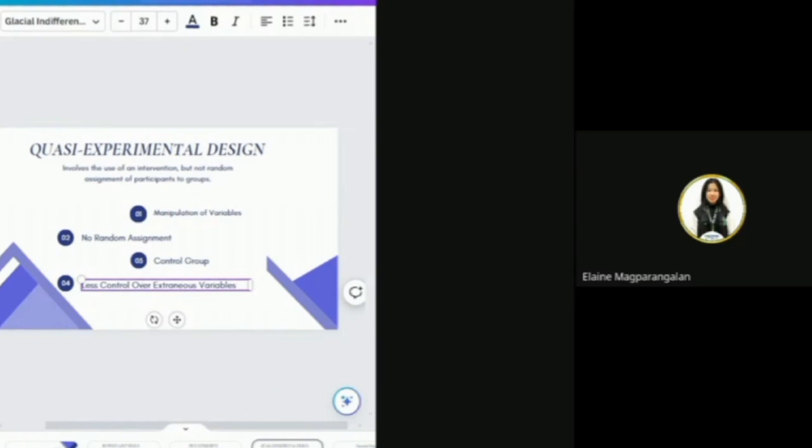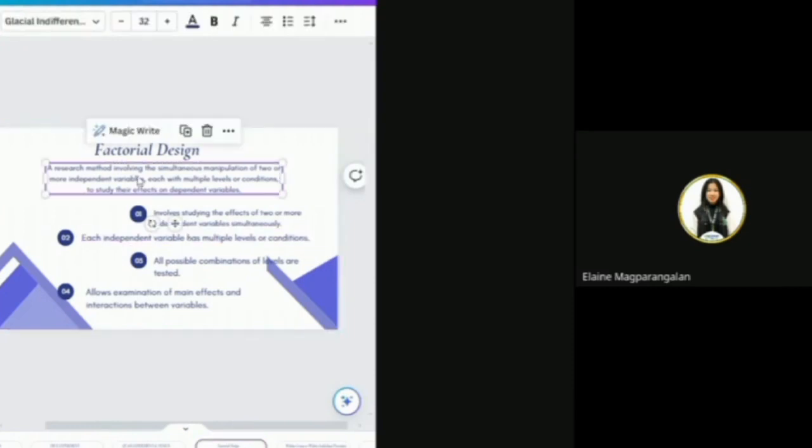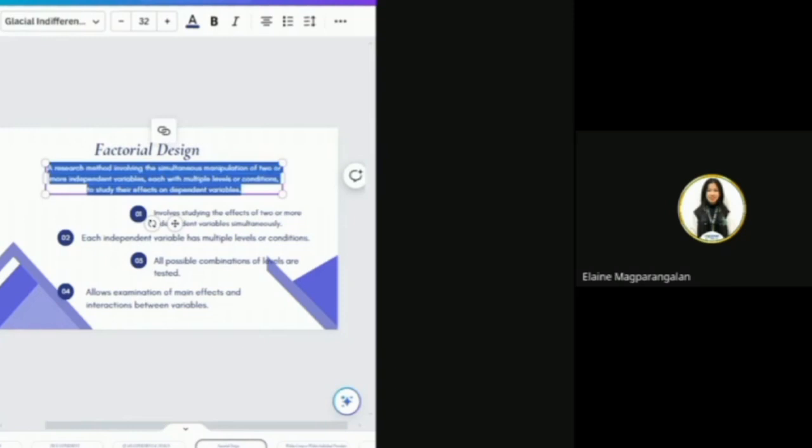Now let's move on to the next one, which is the factorial design. In factorial design, this research method involves studying the effects of two or more independent variables simultaneously. Each independent variable has multiple levels or conditions, and all possible combinations of these levels are tested as well. This allows researchers to examine the main effects of each independent variable as well as any interactions between them.